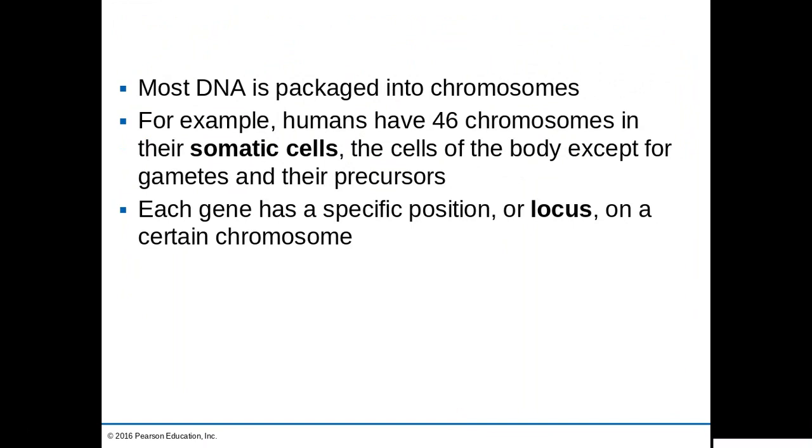Most of the time, our DNA is packaged into chromosomes, and every organism has a unique number of chromosomes. So humans have 46 chromosomes in their somatic cells. Somatic cells are what they'll use to refer to any cell in the body besides a sex cell. So any cell besides a gamete, which is once again an egg or a sperm.